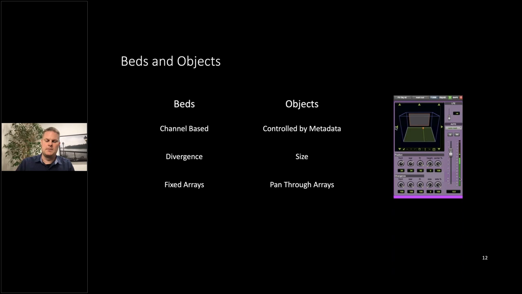If you want to make something bigger, we have a size parameter. We'll look at that. But it also has the ability to do these pan-through arrays. So pan-through arrays were talked about heavily in the movie theater world, right? The ability to pan very precisely up the wall in the movie theater. With the latest version of the renderer, we have this functionality.